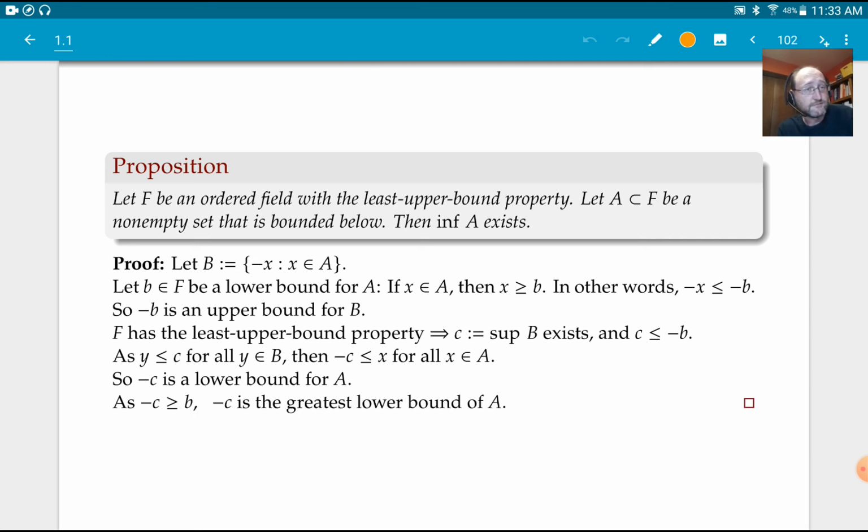And it is bigger than or equal to B, which was just any old lower bound for A. Since it was any lower bound for A, that means that minus C is a lower bound that is bigger than or equal to any other lower bound. Well, that's exactly what it means to be a greatest lower bound. So A has a greatest lower bound, namely minus C. So the infimum exists.